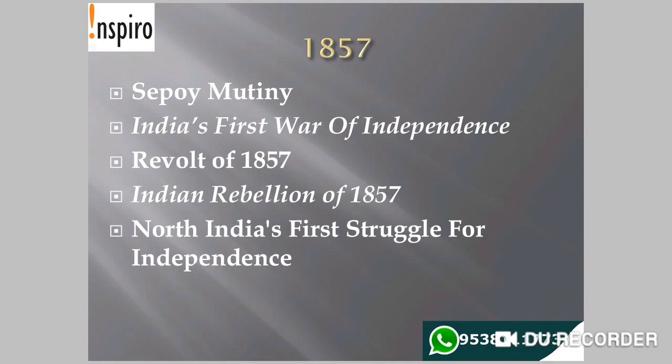Now, 1857. 1857 is a landmark year because the Sepoy Mutiny happened, also called India's first war of independence by V.D. Savarkar, or Revolt of 1857, or Indian Rebellion of 1857, or some others called it North India's first struggle for independence, since only most of the North Indian princely states participated in the said struggle. So after 1857, the nature of government and the constitutional development changed extensively.